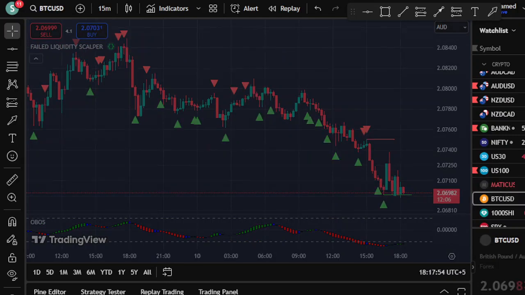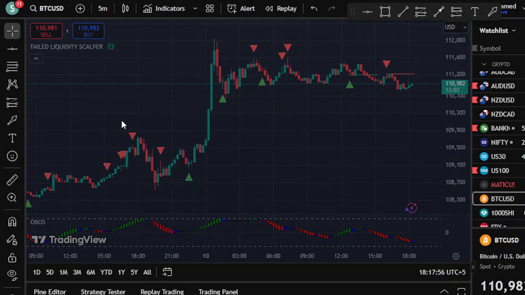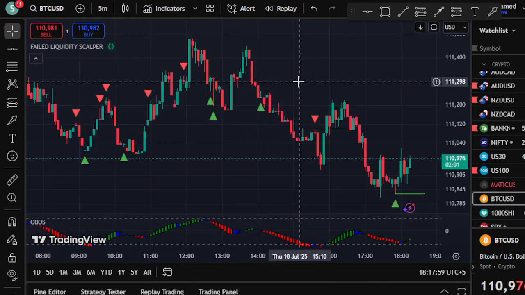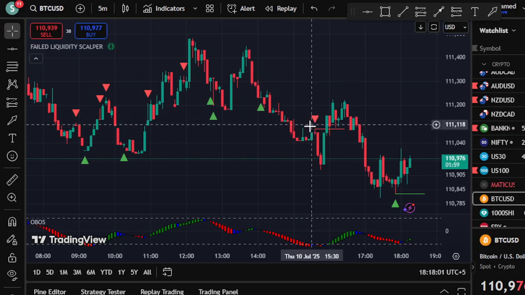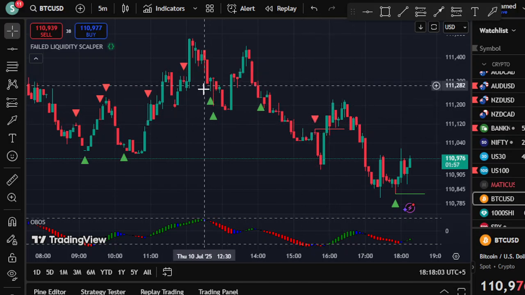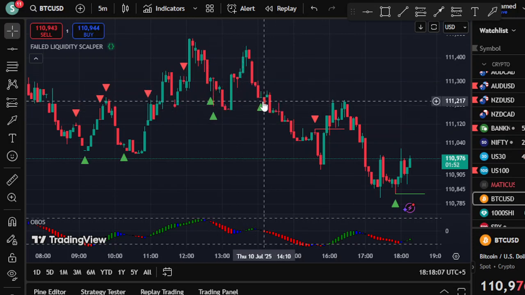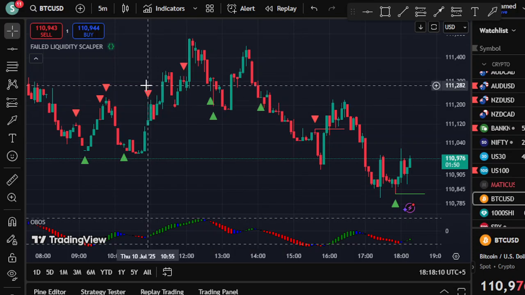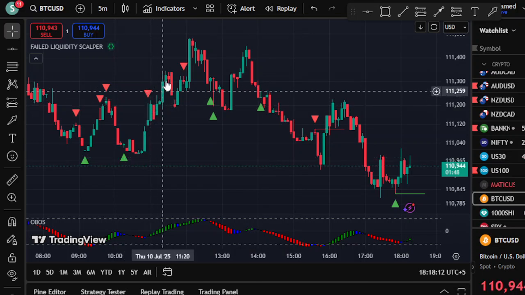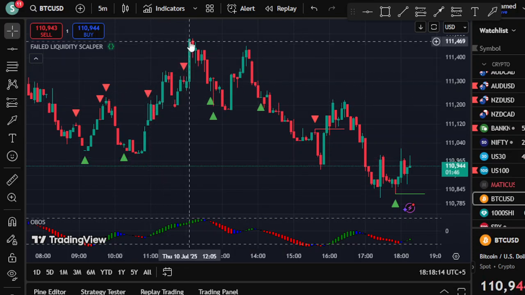And I can even show you, if I go to the 5 minute on Bitcoin, so that we can see the most recent data. You can see a failed liquidity setup, you got a scalping chance. You got a failed liquidity setup, you got a scalping chance into a sell. Failed liquidity setup, price is down. Failed liquidity setup, you can see the price is up. Failed liquidity setup, you got a scalping chance.